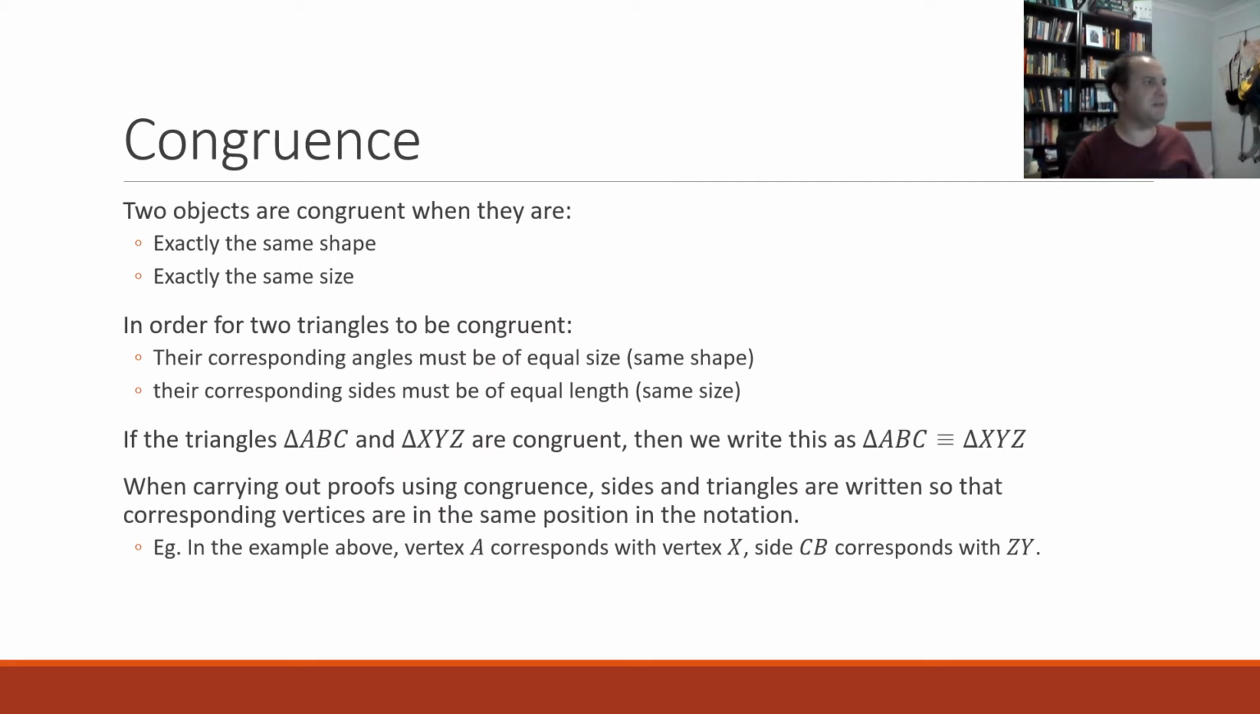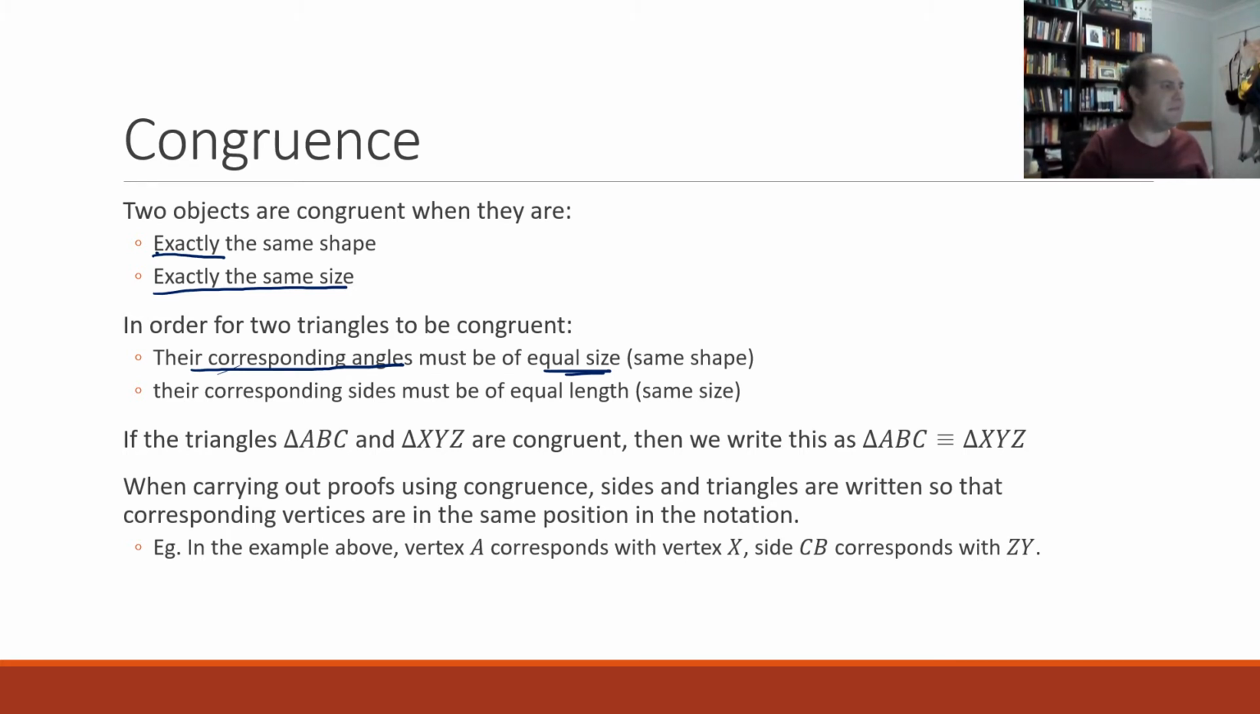Alright, so some things about congruence. Firstly, what is congruence? Two objects are congruent when they are exactly the same shape and exactly the same size. Same shape, same size, that means two objects are congruent. Now, what does that actually mean practically? Mathematically speaking, the corresponding angles of our objects, in particular the triangles we're looking at in geometry, must be equal size. If our triangles have angles of equal size, that means our triangles are the same shape.